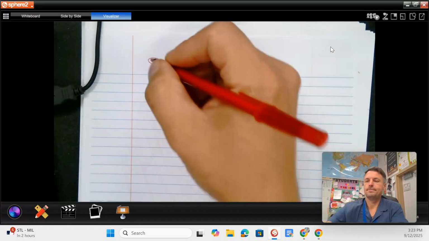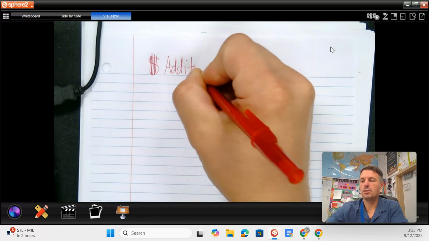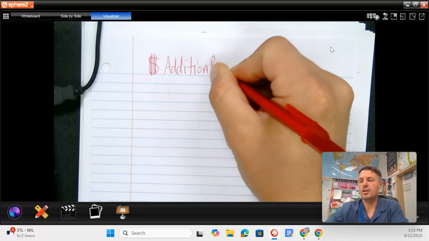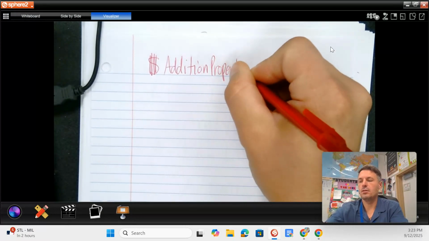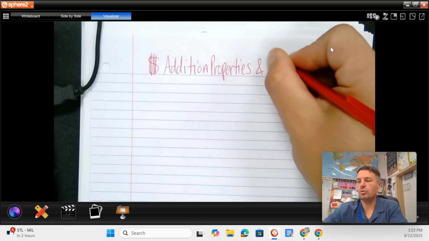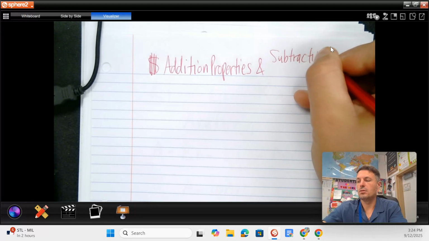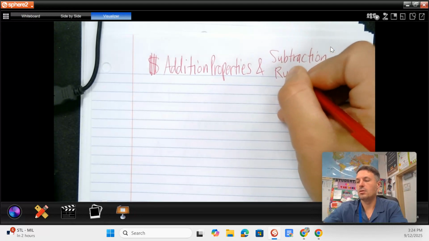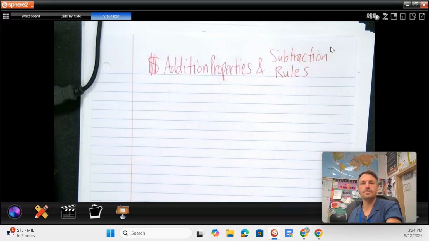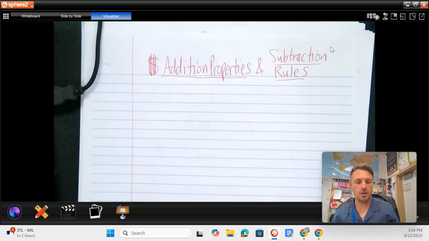Oh, whoops. My bad. Addition Properties and Subtraction Rules. Okay, addition properties and subtraction rules. I know that title looks a little messy, sorry about that, but it's hard to fit it all in there.